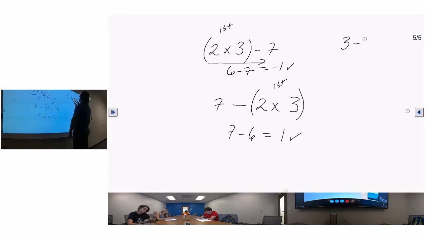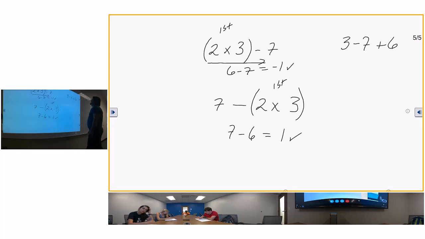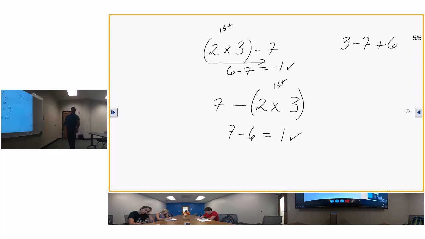3 minus 7 plus 6. Left to right, or please excuse my dear Aunt Sally? Left to right. Left to right.